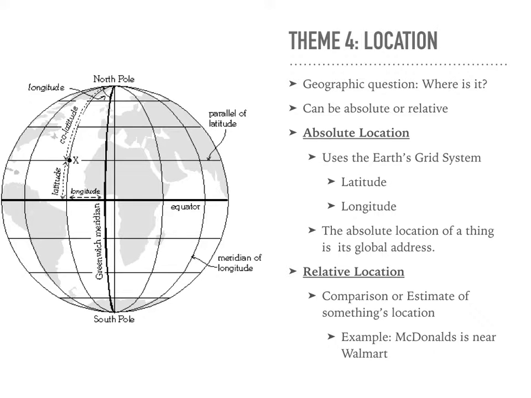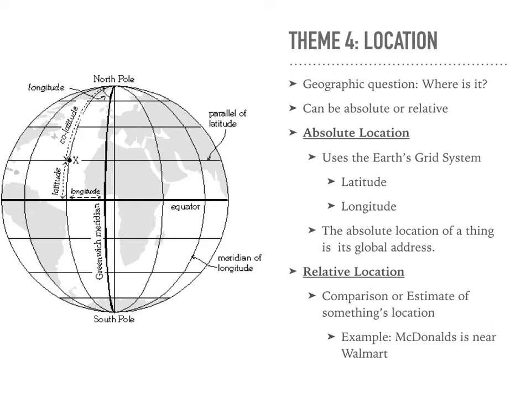The question associated with location is, where is it? Where in the world is the place that you're talking about? That's what location is. Location can either be absolute or relative. When you're talking about absolute location, you are using the Earth's grid system, which we'll talk more about here in a minute. But basically, the grid system is the latitude and longitude coordinates.